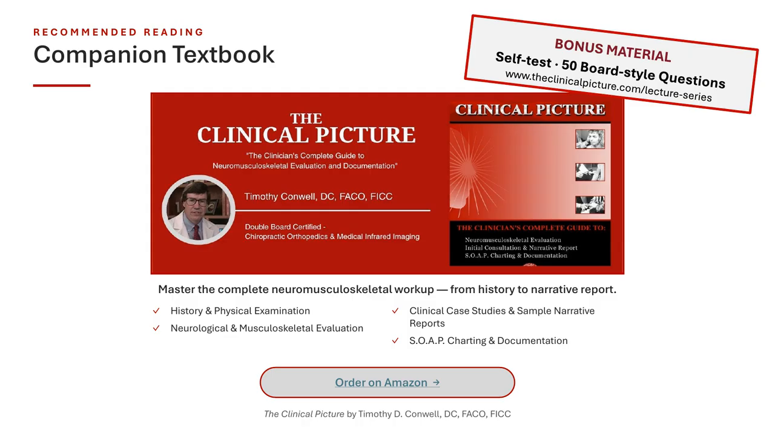Challenge yourself to reason through each question before revealing the explanation. This process of active recall is one of the most effective ways to strengthen retention, sharpen clinical reasoning, and build the confidence you'll need for both your board examinations and the patients you will care for throughout your career.